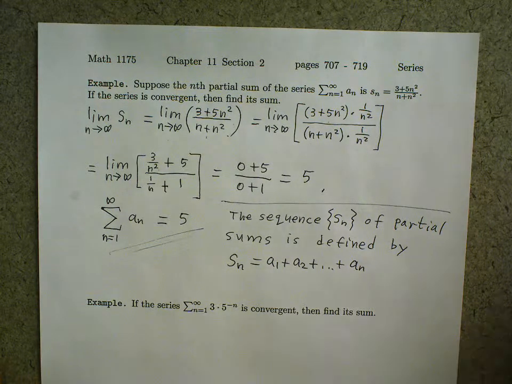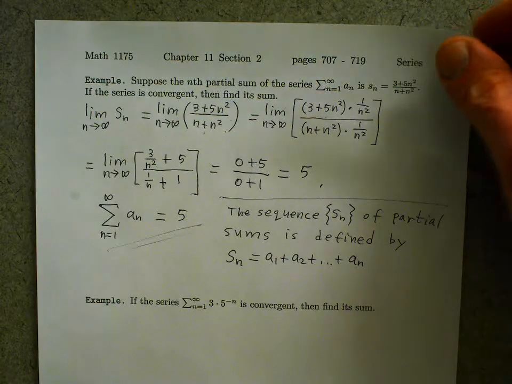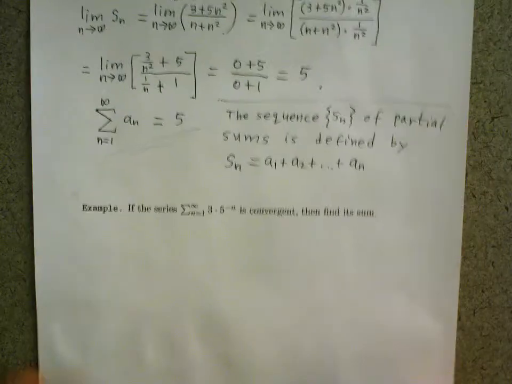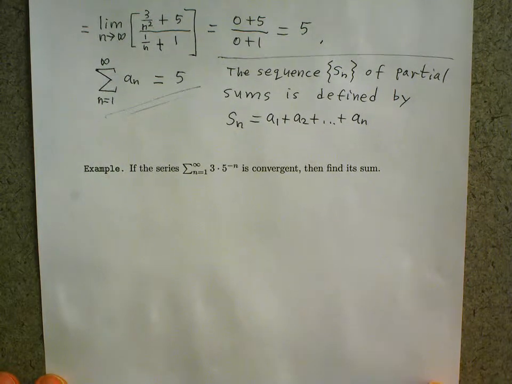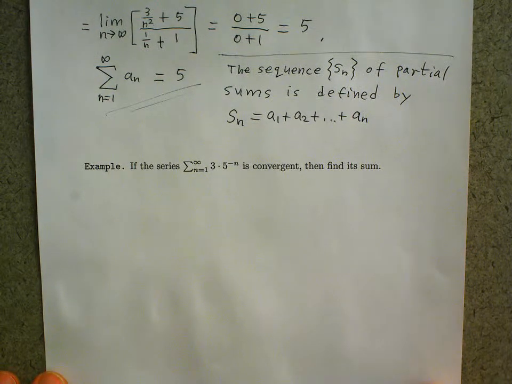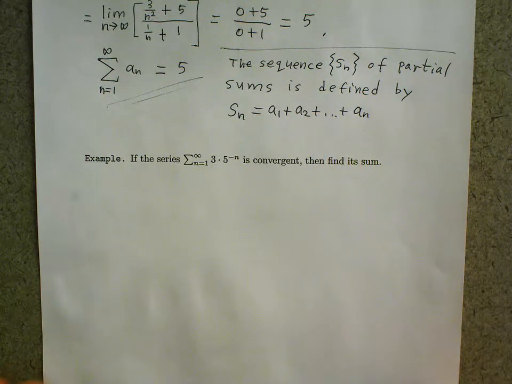All right, let's move on to the next example. If the series is convergent, then find its sum. So the terms in the series are 3 times 5 to the negative n, and n goes from 1 to infinity.